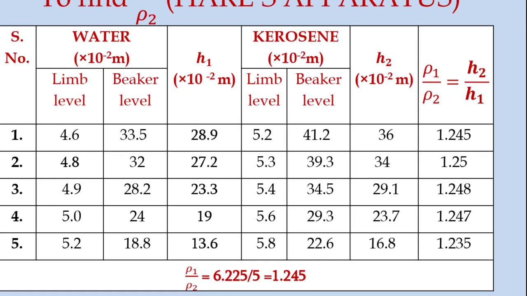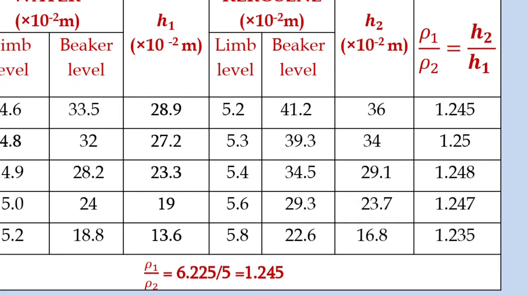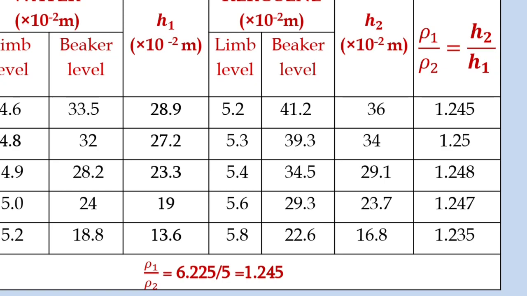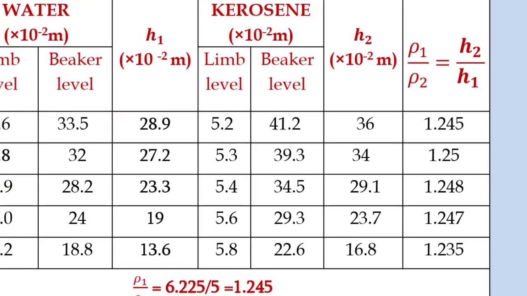In the same way, you do it for all the 5 readings. Now you will get H1 and H2. Now we need to find out rho 1 by rho 2. Rho 1 by rho 2 is H2 by H1. So H2 is 36. 36 divided by 28.9 gives 1.245. And the second value is 34 divided by 27.2, which gives 1.25. In the same way, you can calculate all 5 H2 by H1 values.